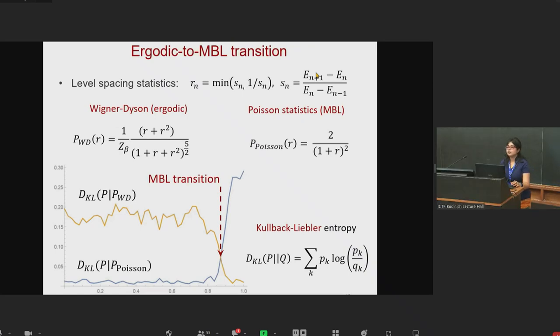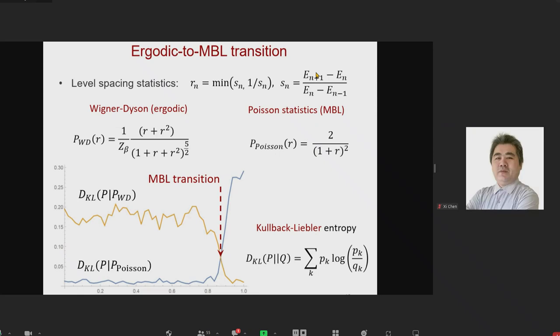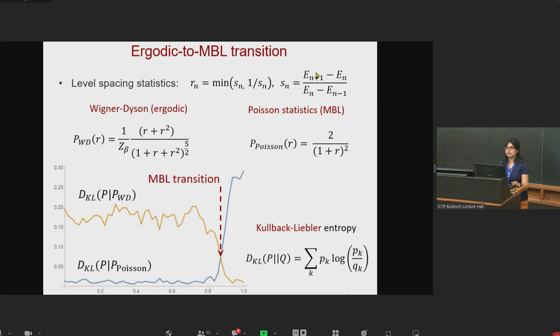Okay. So there is a well-known parameter to characterize the ergodic to MBL phase transition, and that is the level spacing statistics. When a system is in the ergodic phase, the level spacings are distributed according to the Wigner-Dyson distribution. On the contrary, when the system is in the MBL phase, that is the many-body localized phase, the level spacings are distributed according to the Poisson distribution.